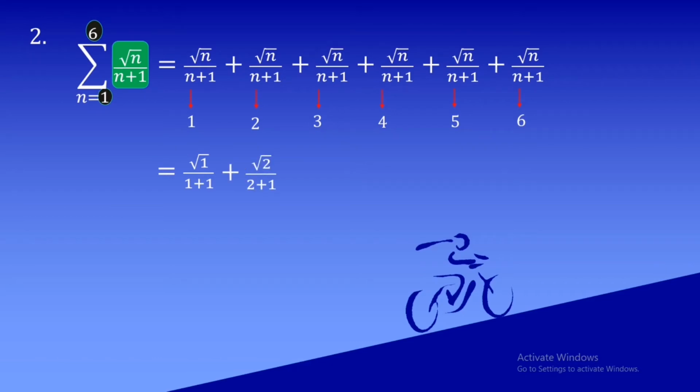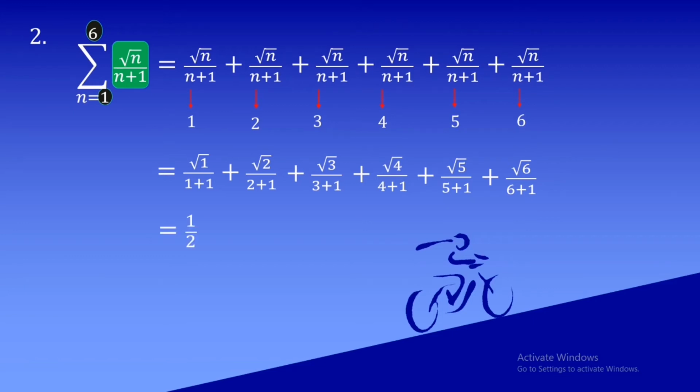So we have the value of n is 1. Then for the second term, the value of n is 2. Then the value of the third term is 3. Then the value of n for the fourth term is 4, up to the value of n is 6, which is our upper bound. Okay, the last value of n.